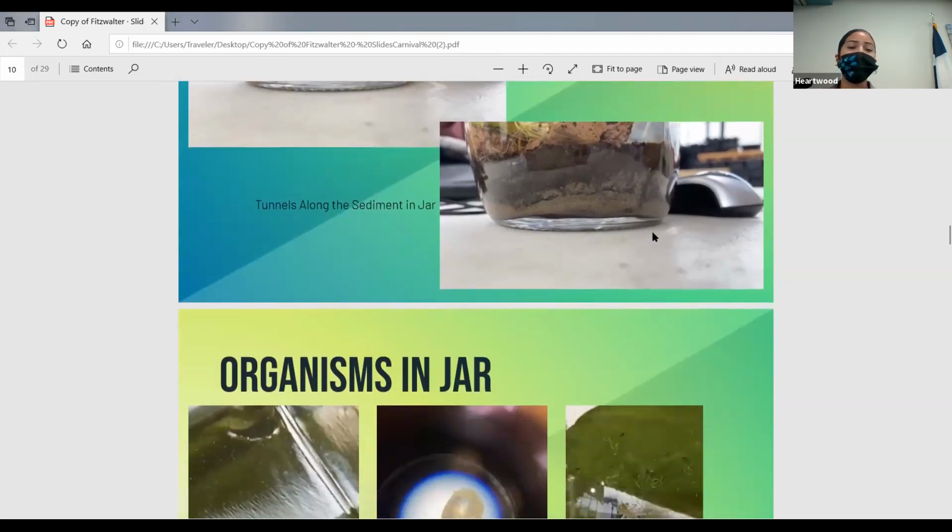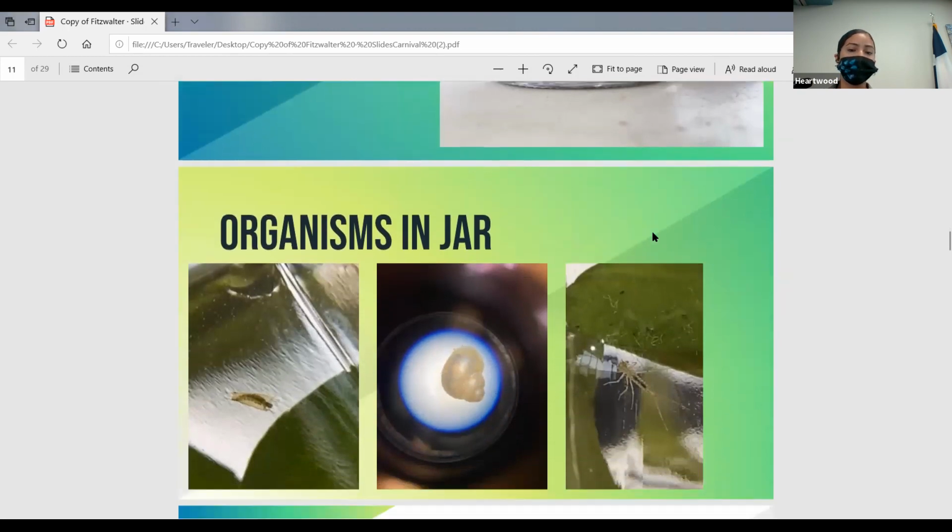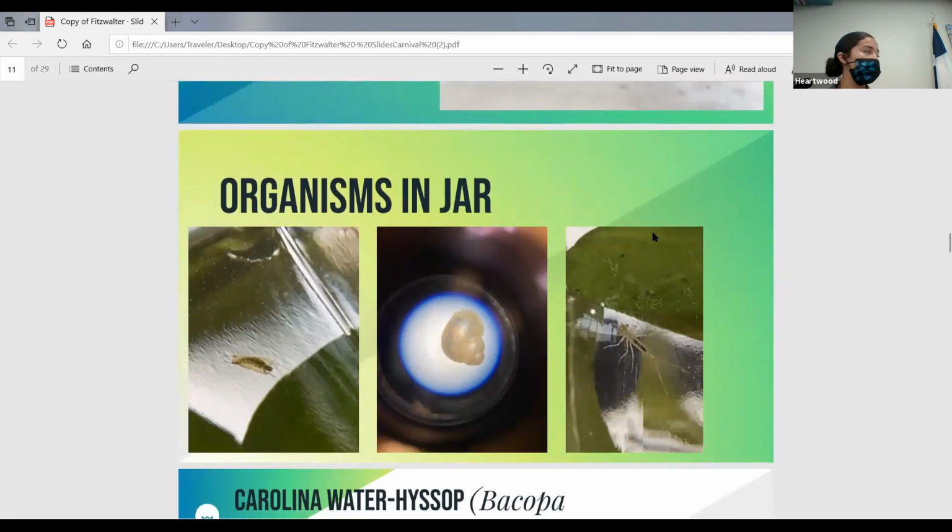So throughout my observations, there were many organisms. And here's just a couple of my favorite pictures that I took of them. My personal favorite was when I got a snail and I looked at it under a stereoscope and I took a picture, which is the picture you see in the middle.